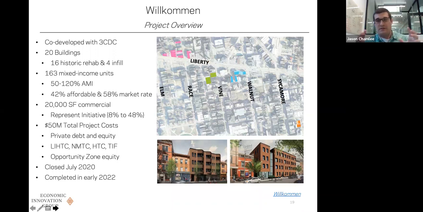So the project itself, again, this is a more zeroed-in map. You can see it's really 4 clusters. It incorporates 20 total buildings, 16 of which are historic rehab, 4 are new construction infill. It totals 163 mixed income residential units, again, targeting the 50 to 120 AMI. Of the 163, 42% are affordable and 58% are market rate, and that threshold is 80% AMI. So 42% are 80% AMI or below, and the 58% are 80% or above. But again, the rents are really geared to what we would call workforce housing, perhaps 80 to 120 AMI. And then there's about 20,000 square feet of ground floor commercial space.